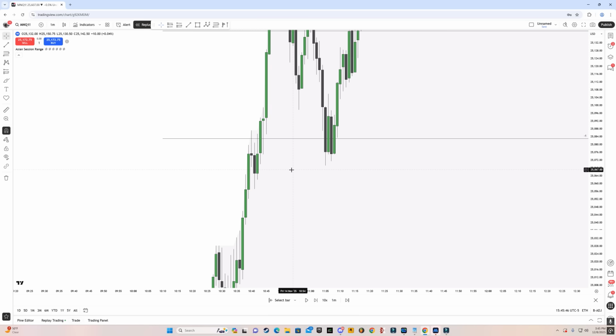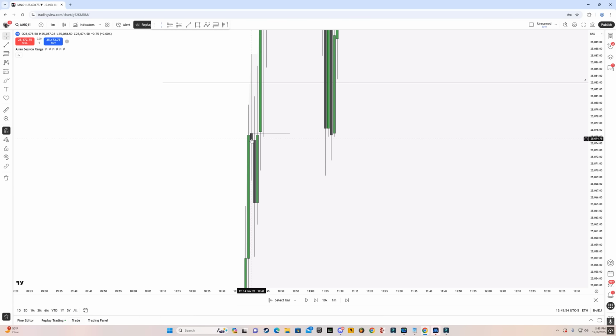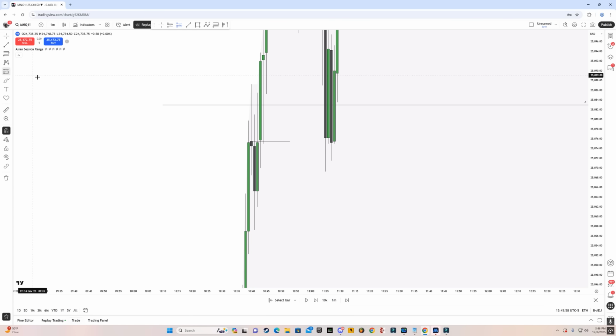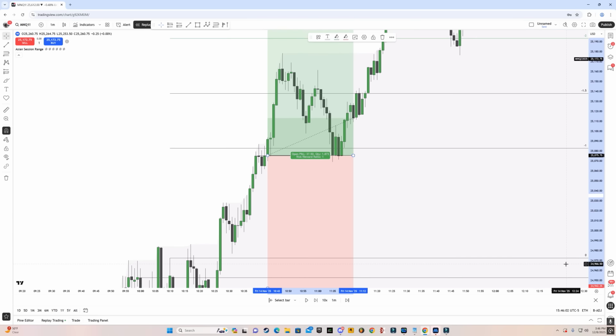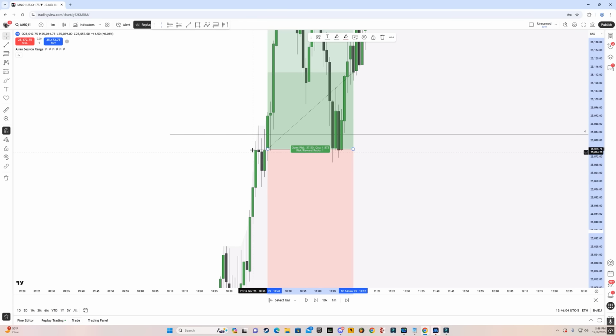And which PD array caused this break above the -1? Well, we have this down close candle. And if you look closely, we have a volume imbalance as well. Now, you could have taken your entry from this volume imbalance, right? And I want to cover at least 2 PD arrays. So over here, we have an order block, right? Which is also like a volume imbalance.